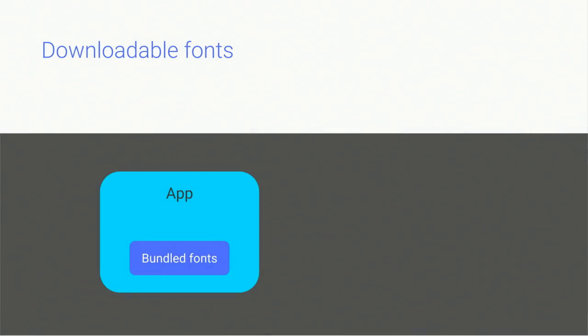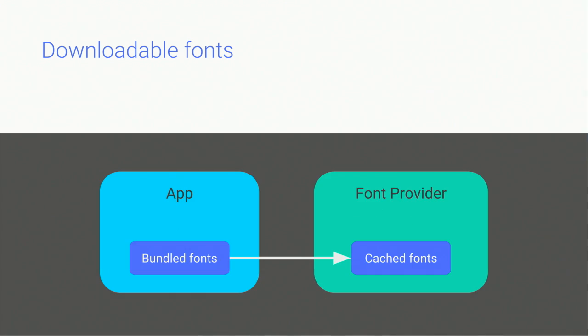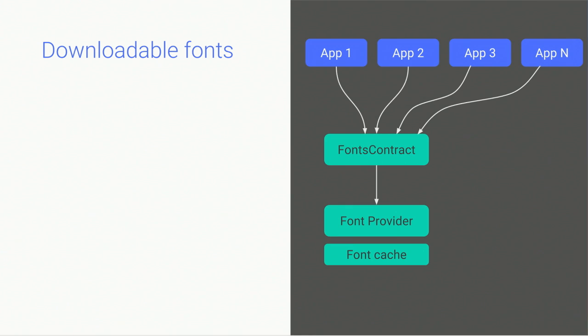You've typically bundled fonts in your app, and that causes your APK size to increase. With downloadable fonts, we're introducing the concept of a fonts provider. Fonts provider is a separate app that is not yours, that is, its own mission is to fetch fonts for you, cache them, and serve them to you when you need them. This means that you can stop bundling fonts in your app and trust the font provider to do it for you. The way this works is all apps can just contact the font provider via the fonts contract APIs.